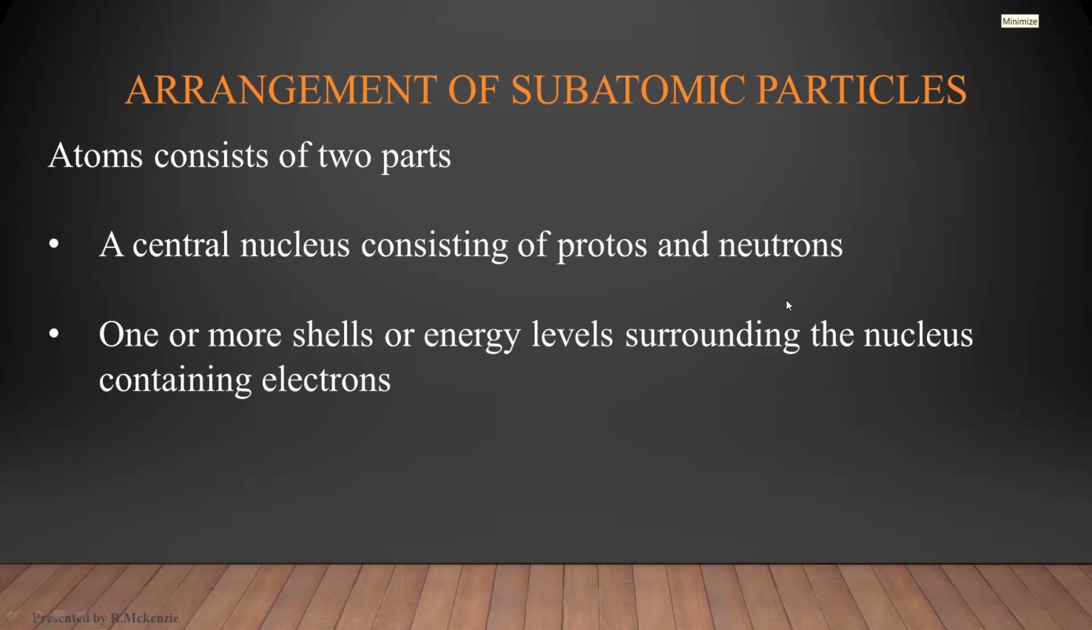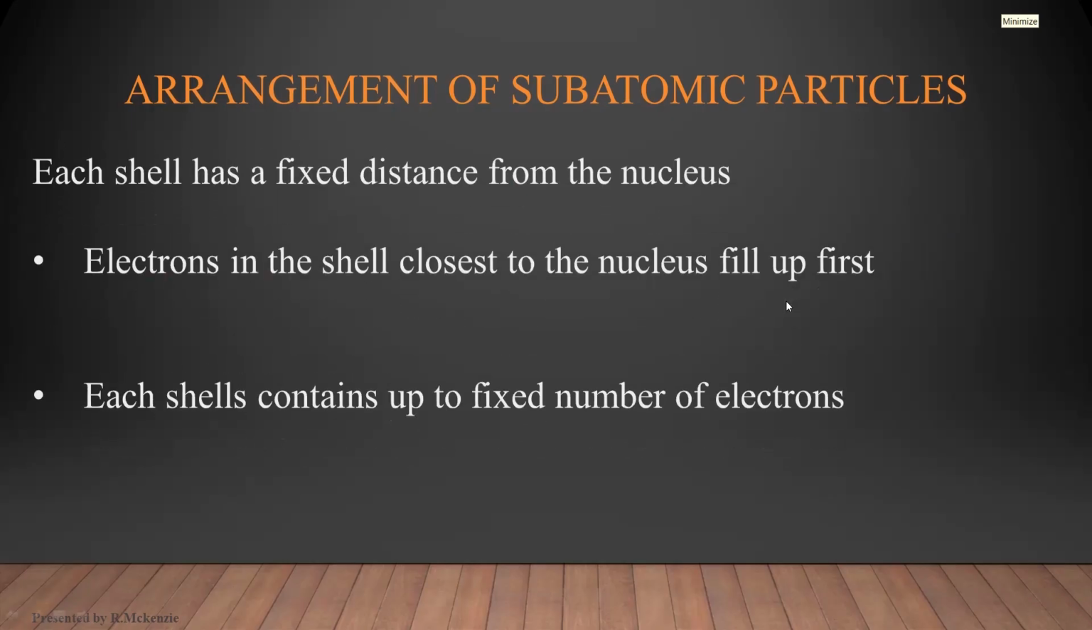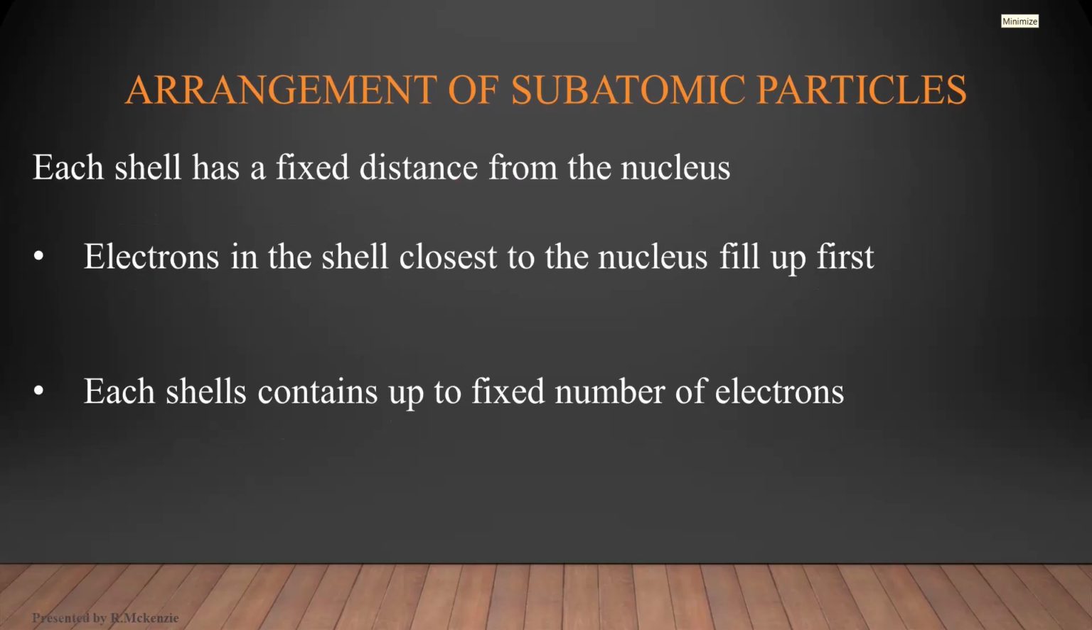Yeah, this is going to be important for the coming months, so make sure you have it. Each shell has a fixed distance from the nucleus, and electrons fill the shell closest to the nucleus first. Then each shell contains a fixed number of electrons. I'll show you that in a few minutes.